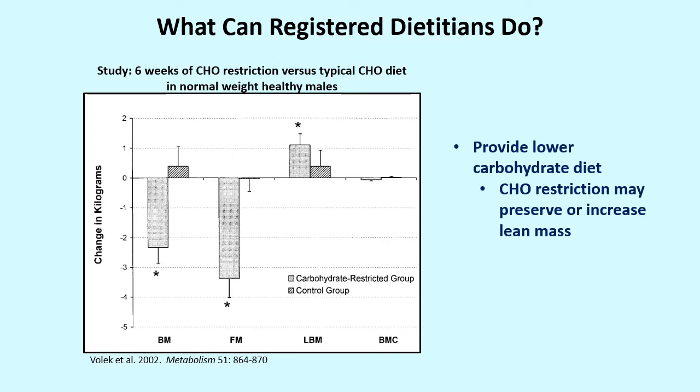Another thing to consider is the effect of carbohydrate on maintaining or increasing muscle mass. And here in this study, we see the change in lean body mass when we compare a carbohydrate-restricted group to a control group who had a typical amount of carbohydrate. And so in developing a prescription for weight loss in obesity, not only must we consider the amount and type of protein, but the amount of carbohydrate.